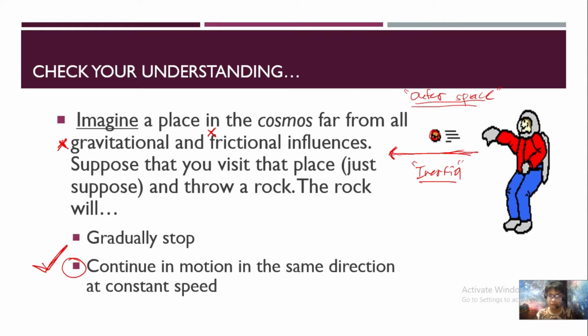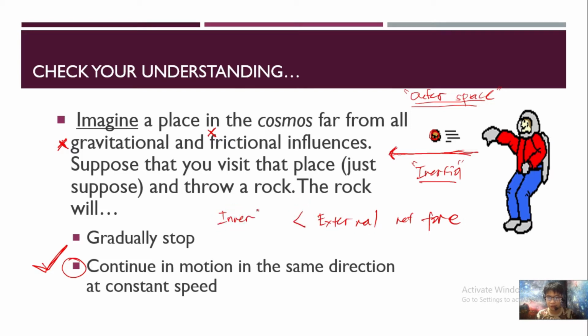Now, the question is, paano natin mapapatigil yung bato na tinapon ng astronaut if we want to stop it? Correct. You should apply an external net force that is greater than the inertia of the rock. So, we should exert an external net force greater than the inertia of the rock so that the rock will stop. Okay?